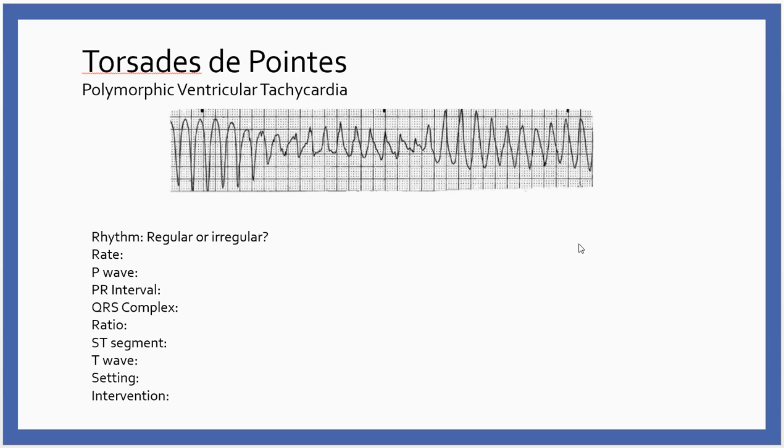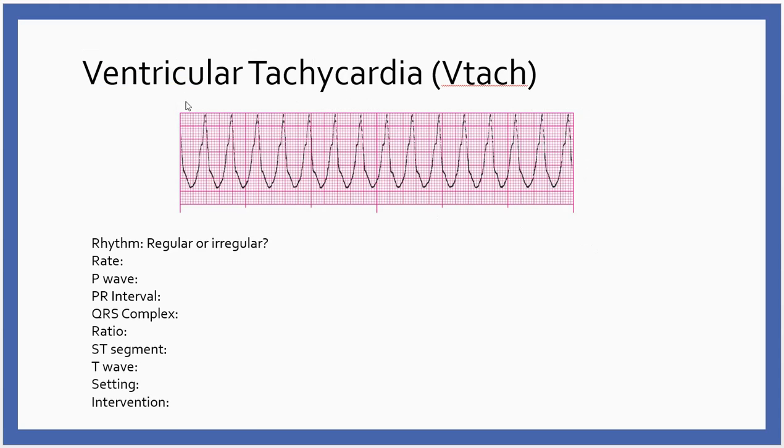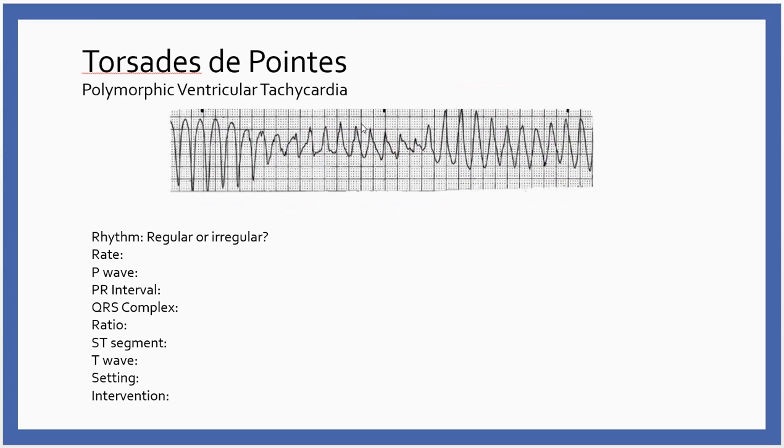Now, torsades de pointe, we'll talk about this when we get back together to do a little bit more with ACLS. Torsades de pointe is also called polymorphic ventricular tachycardia. Now, I'm going to back up a little bit. Technically speaking, this VTAC is monomorphic, meaning all of the complexes are the same. So, this is our monomorphic VTAC. Our torsades is polymorphic VTAC, meaning that the complexes change.